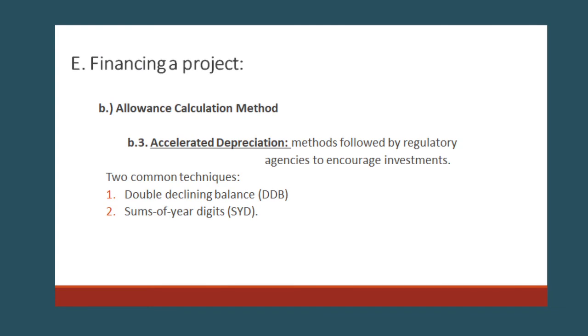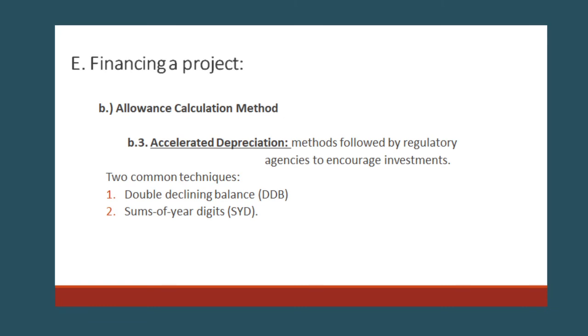And accelerated depreciation refers to methods followed by regulatory agencies to encourage investment. There are two common techniques in accelerated depreciation. These are the double declining balance and the sum of year digits, or the SYD. This may benefit the company over the short term by increasing costs to offset large profits or reduce the amount of taxes owed to the government.